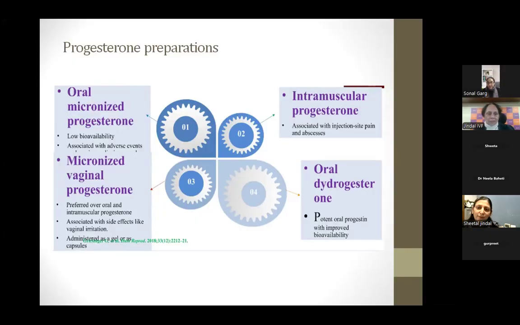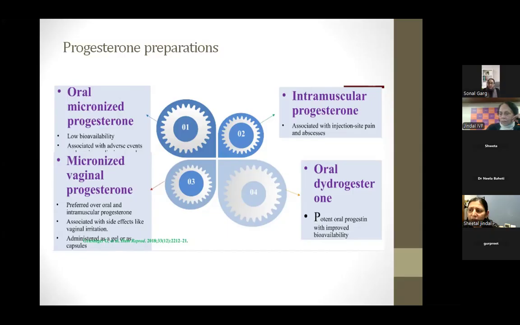So the various progesterone preparations which are available to us are the oral micronized progesterone, but we have to understand that with oral drugs, the progesterone gets degraded in the GI tract. It has low bioavailability, and it is associated with various adverse events also. So oral drugs are not in much use in our ART cycles. The second route, which is very commonly used, is the micronized vaginal progesterone. This is definitely preferred over oral because of its ease of use, but it has its own limitations in the form of vaginal irritation.